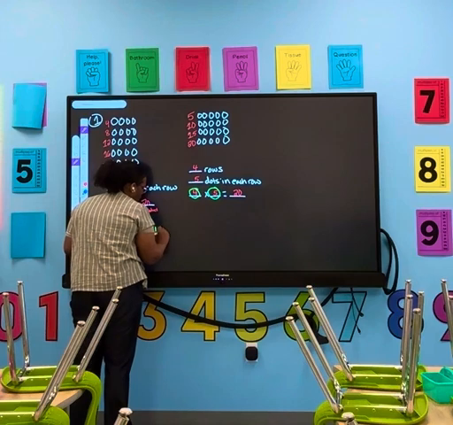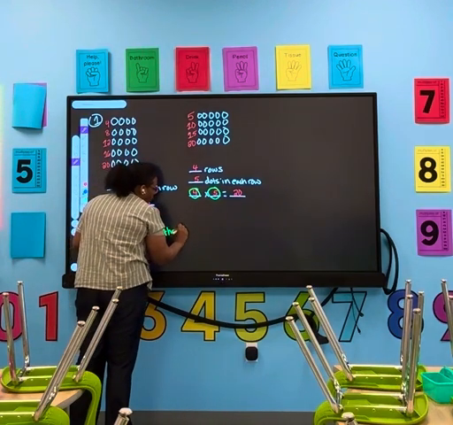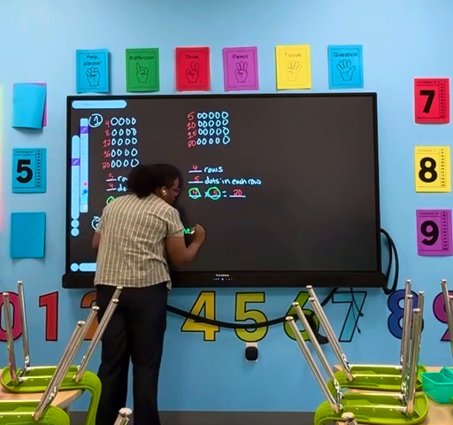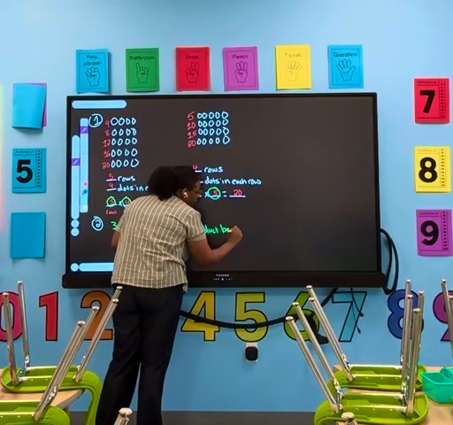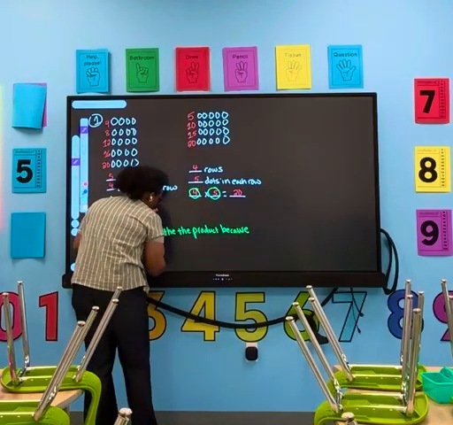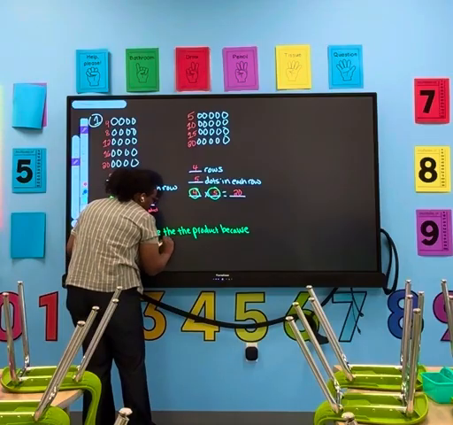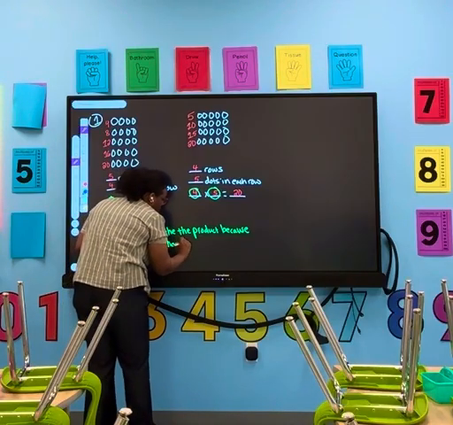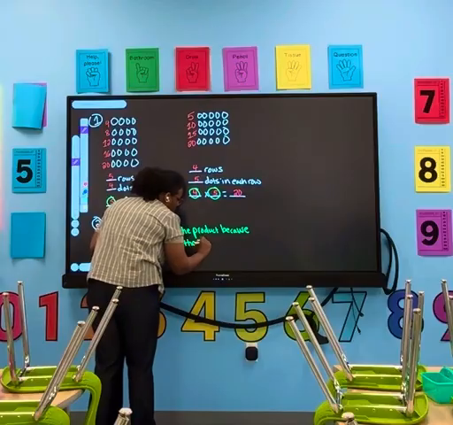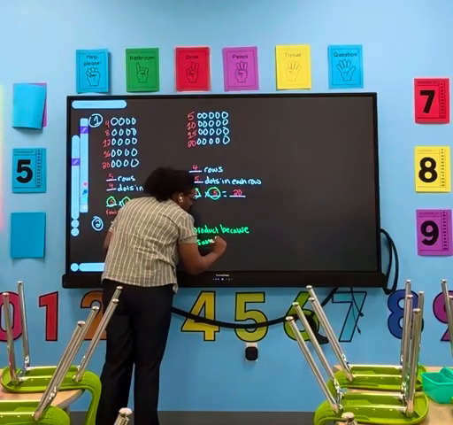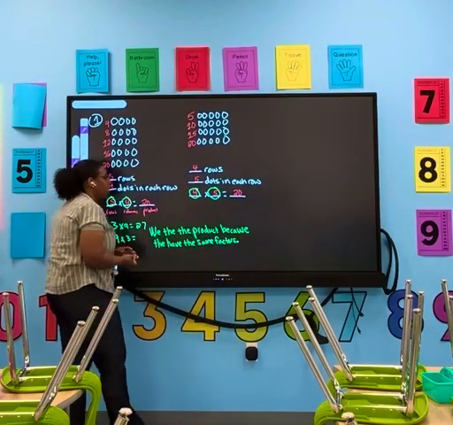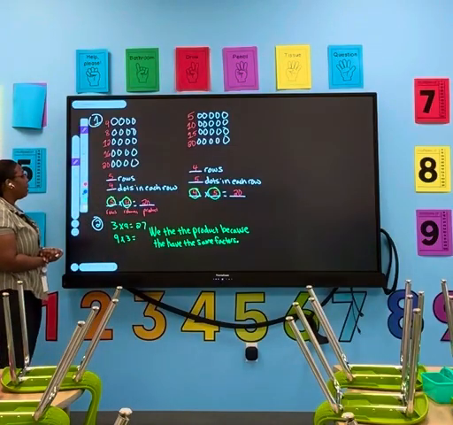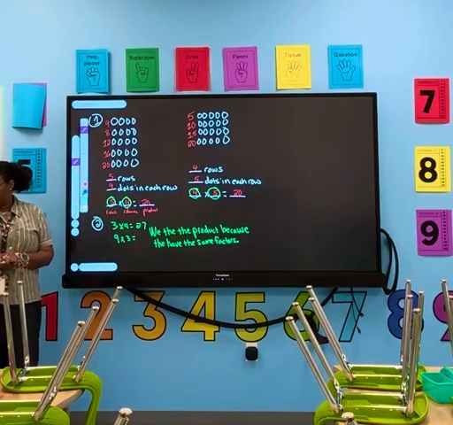So we know the product because they have the same factors. All right, and that is numbers 1 and 2.